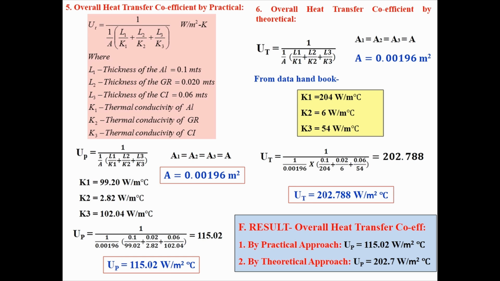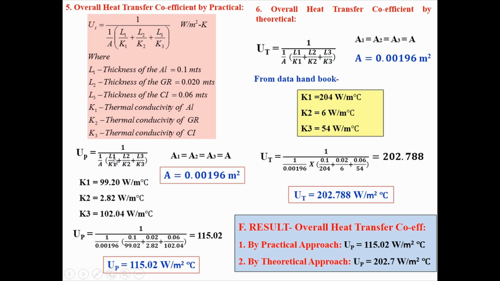After this, you have to calculate the overall heat transfer coefficient practically. What is the formula for the overall heat transfer coefficient? U is equal to 1 divided by 1 by A into L1 by K1 plus L2 by K2 plus L3 by K3. Practically you have calculated K1, K2, K3: the thermal conductivity of aluminum, graphite and cast iron. Substitute here. A is the constant for all, already calculated.